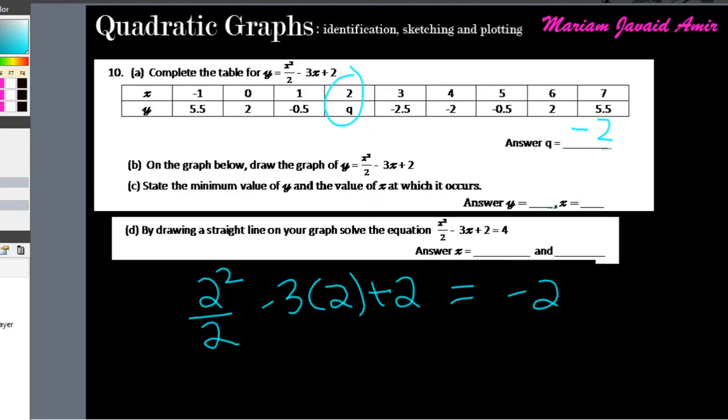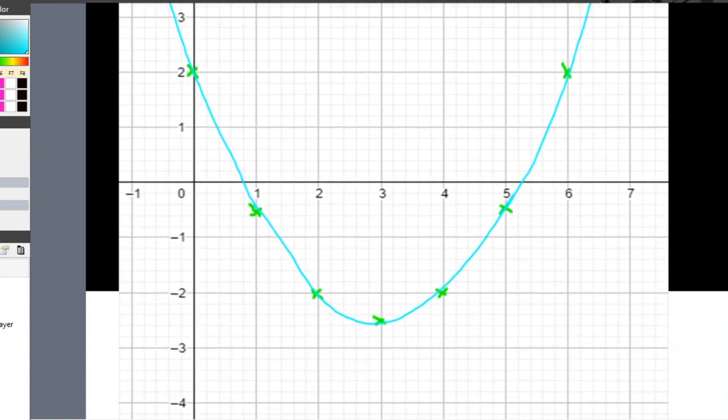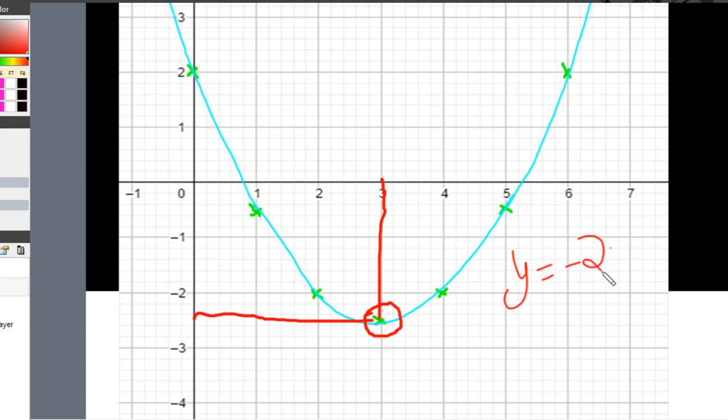Part B, on the graph below, draw the graph of this equation. I've already done that for you. Part C, state the minimum value of y and the value of x at which it occurs. For this graph, I made a rough graph. We need the minimum value of y and the value of x for which it occurs. So the minimum value is minus 2.5 here, and the value of x is 3. So y equals minus 2.5 and x equals 3.